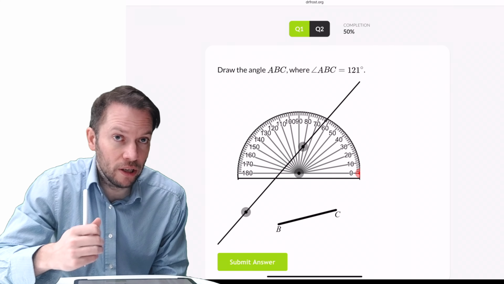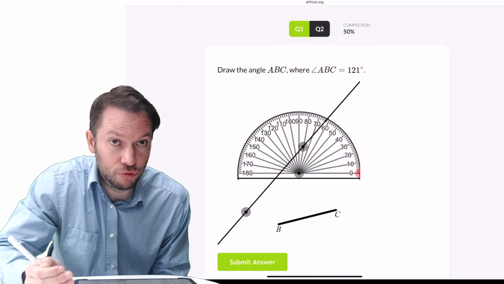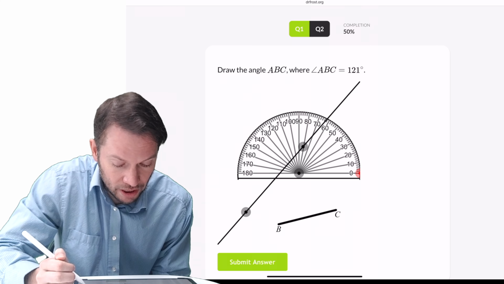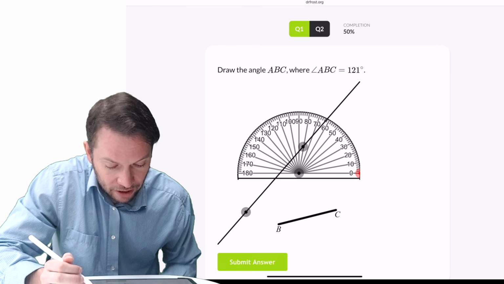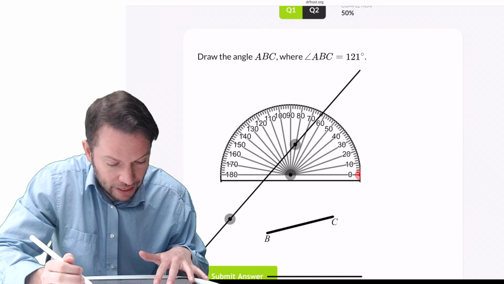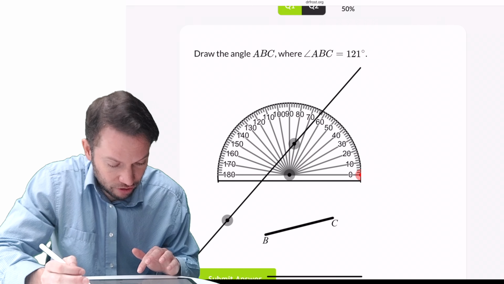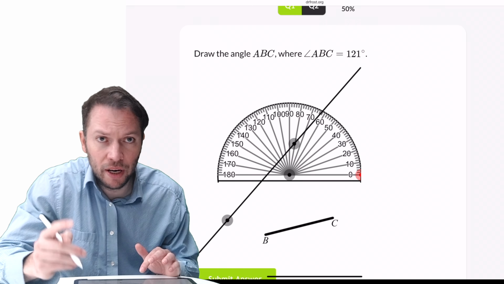Hi, in this video we're going to use the protractor to draw an angle that we want. So in the question it says draw the angle ABC where the angle ABC is 121 degrees. Now what do I mean by the angle ABC?